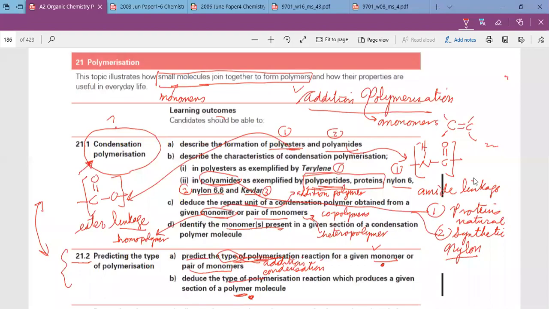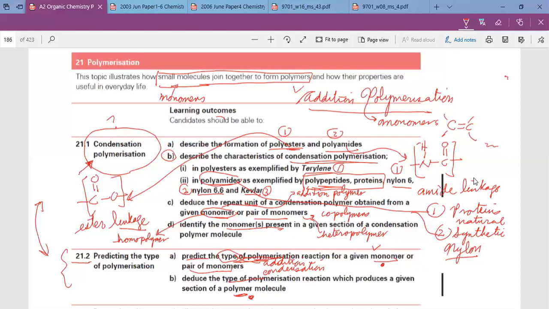Hi guys, today we are going to actually do the condensation polymerization, which we just touched a bit because I went quite detailed for the addition polymerization. Today we will be doing this part B here, focusing mainly on condensation polymerization.